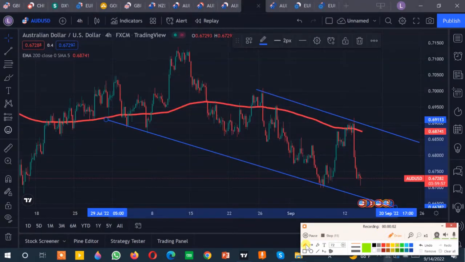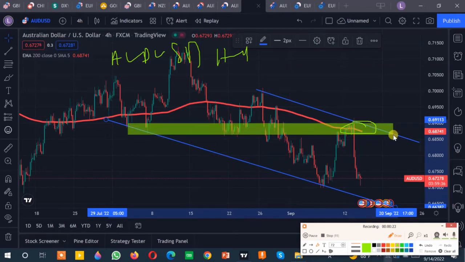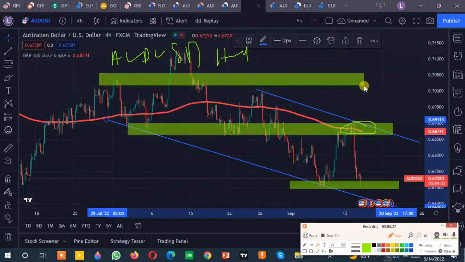Australian dollar and US dollar chart. It's a downtrend market, with the 200 EMA. It is a good resistance area. It's the resistance area. It's the support area. It's the strong resistance area.